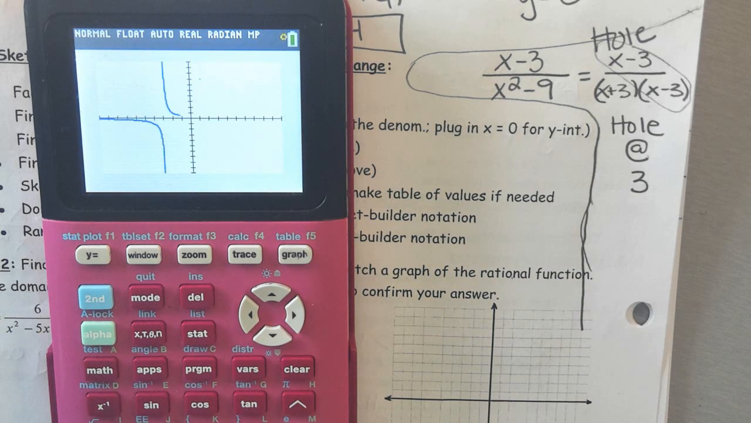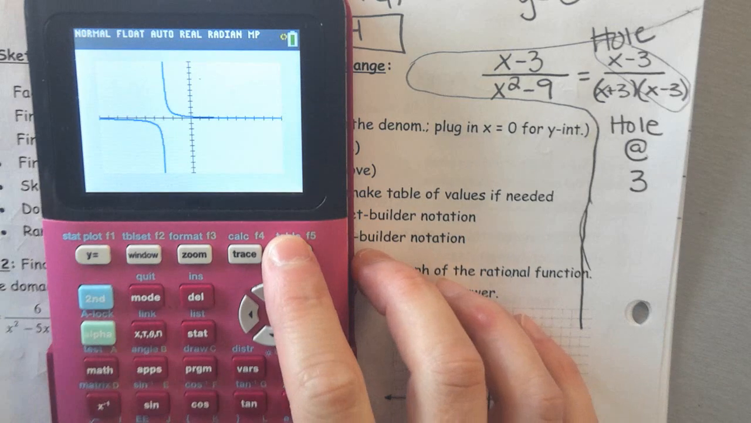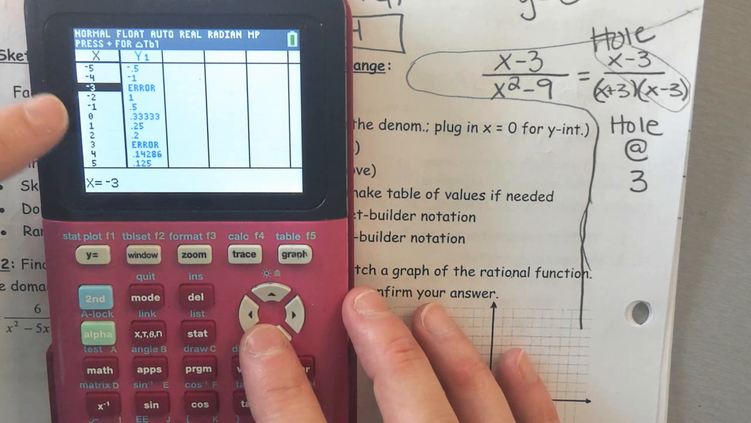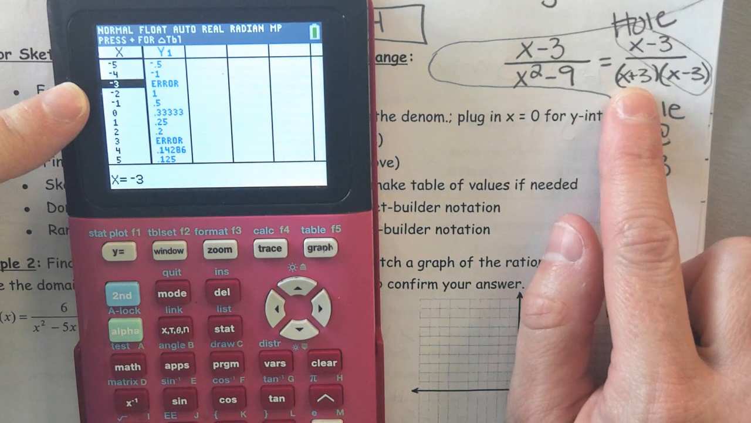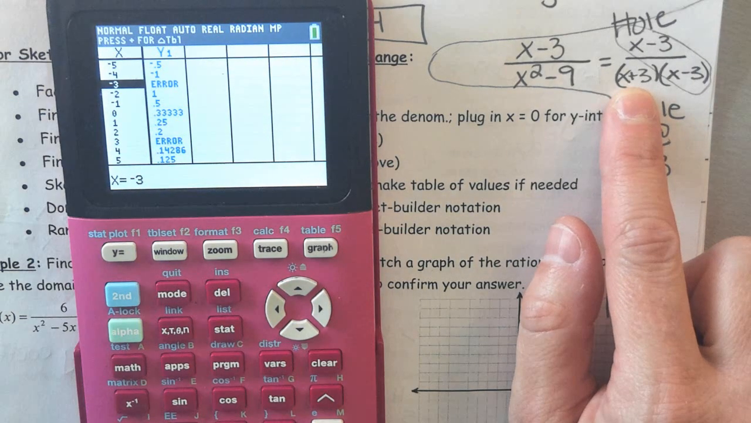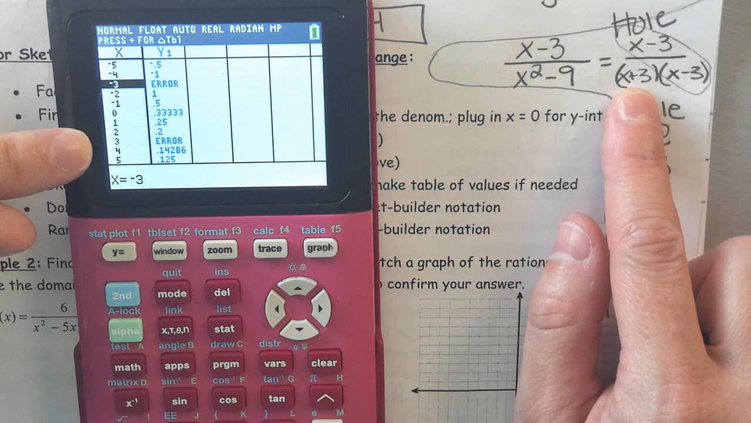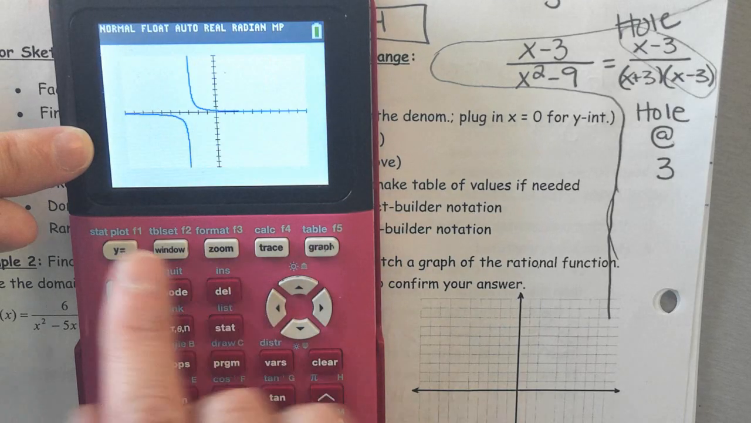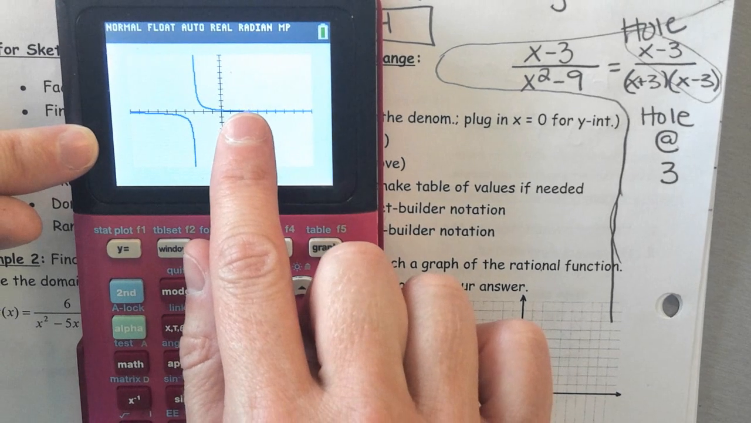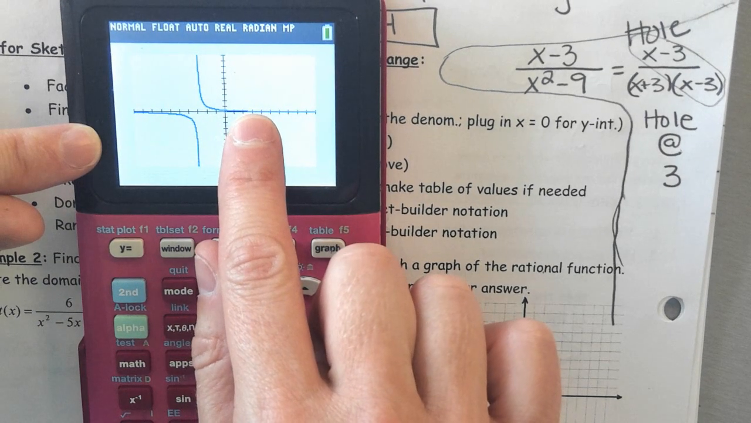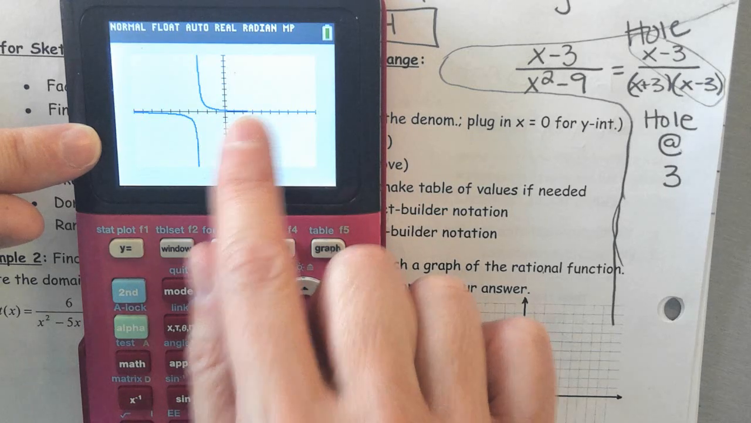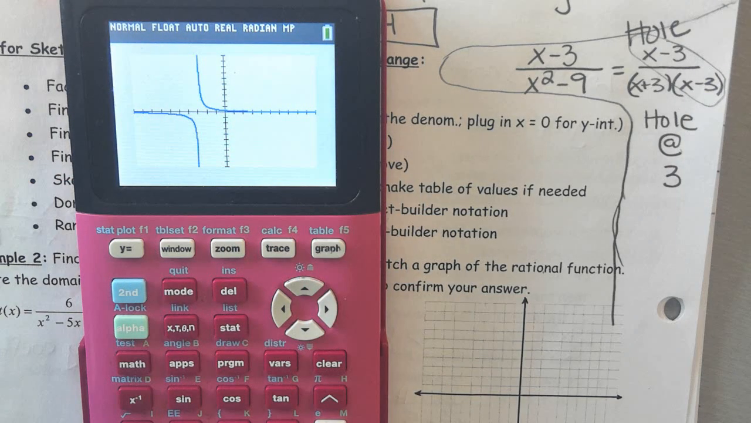Okay, so here comes the graph. Does it look like there's a hole somewhere? Okay, if I go to my table, I'm going to get a couple of error messages though. I have an error message at -3 because that would make this denominator 0, right? I have a vertical asymptote that lives there. Do you see how I have another error message at +3? Let's look at our graph again. Does it look like I have a missing spot at 3? It doesn't, does it?